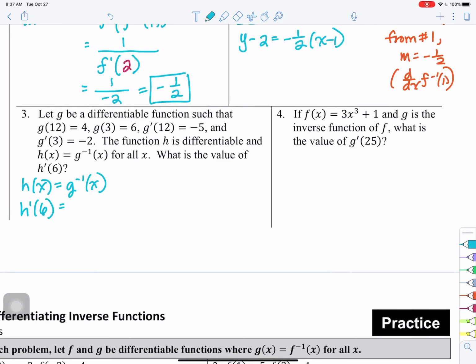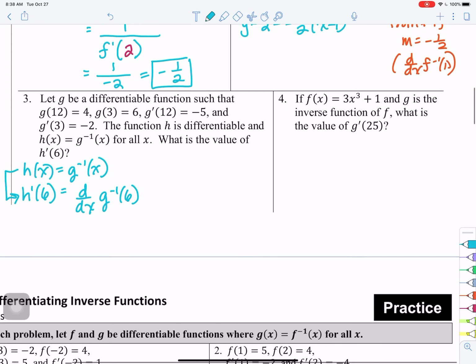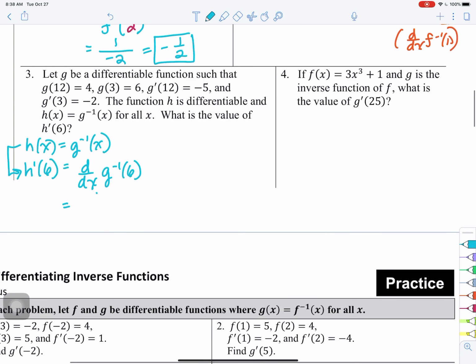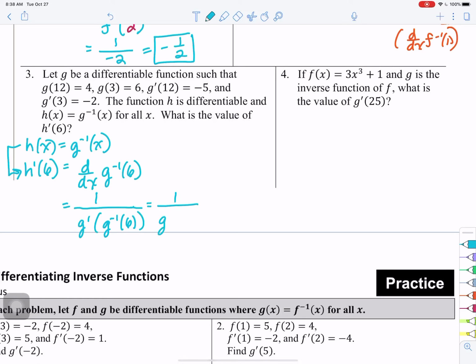So what does that mean? If they want h prime of 6, they really want the derivative. This is the derivative of h. They really want the derivative of g inverse of 6. We're going to go right to our formula. This is super important that we write this formula every time. So it's 1 over g prime of g inverse of 6. I really didn't give enough room here, so I'll just write to the right of this, okay? Remember, 1 over, write that outside function down, and we need to find g inverse of 6.